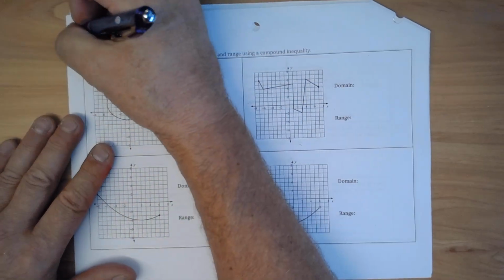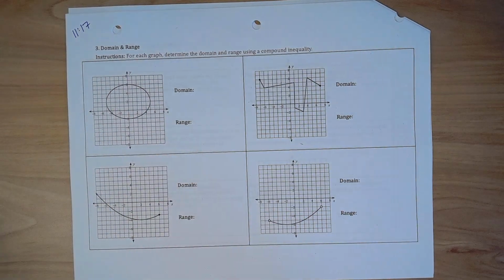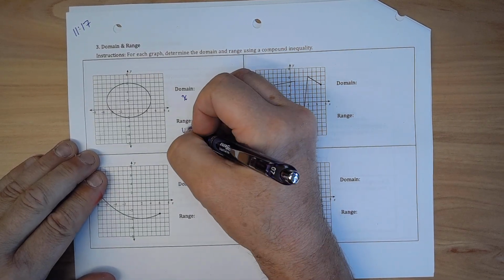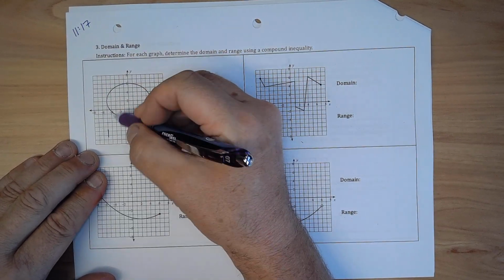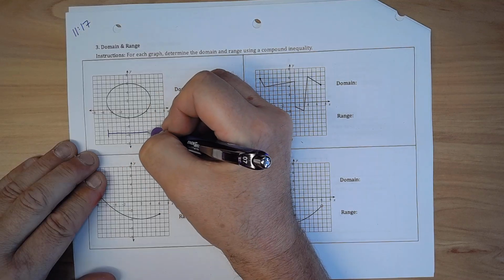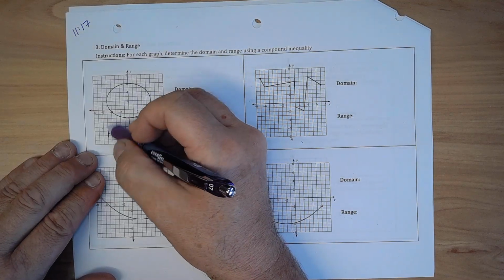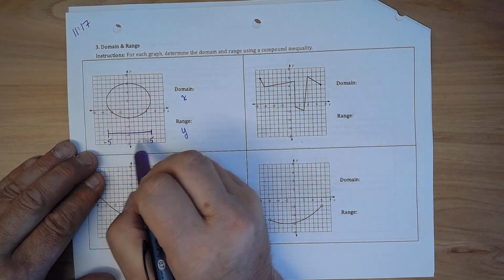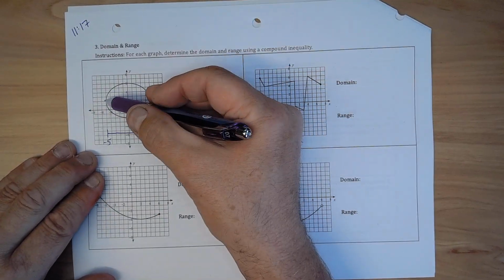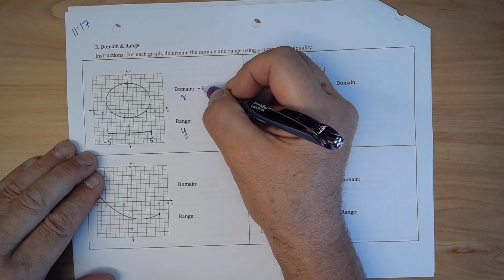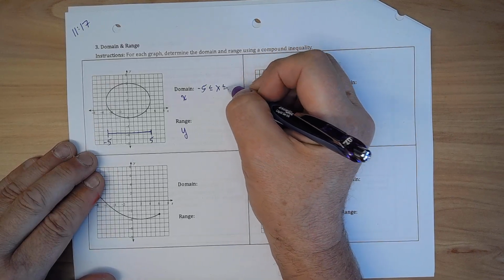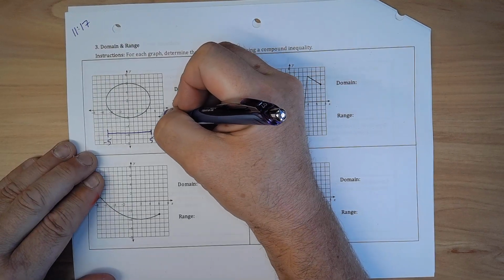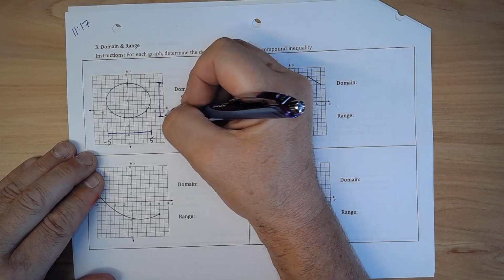Okay, let's move to domain and range. So, domain, remember, is all x values. Range is all y values. So, my domain on this shape right here is from negative 5 to positive 5. It includes both those values because it touches the edges. So, I get negative 5 less than or equal to x less than or equal to positive 5. And my range goes from negative 2 to positive 6.